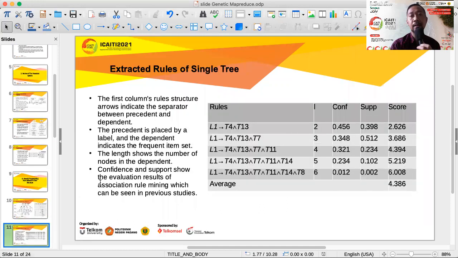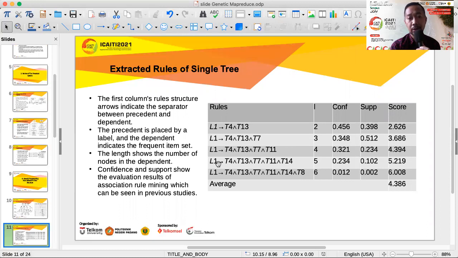This is the extracted rule of a single rule. The first column of the rule structure indicates the separator between precedent and dependent. So this label usually comes with these terms, from shortest to longest. The precedent is placed by a label, and the dependent indicates the frequent item set. The length shows the number of dependent nodes.